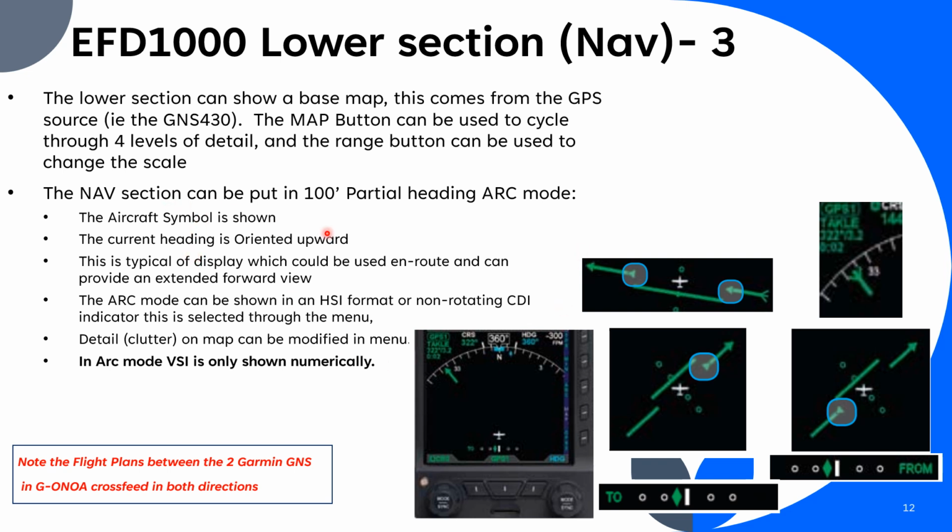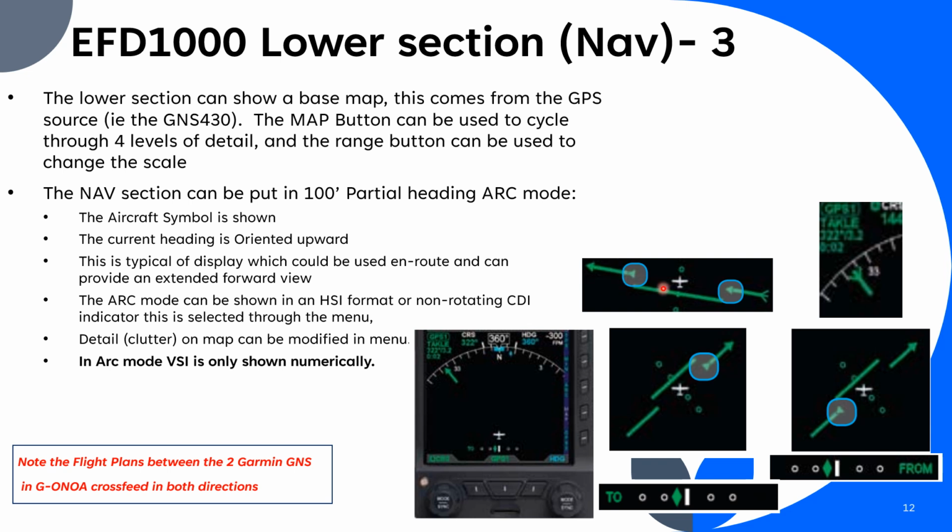The nav section can also be put into a 100-degree partial heading arc mode. In this case here, the aircraft symbol is shown at the bottom of the screen and the current heading is always orientated up. This is a typical display and useful when flying en route because it provides an extended forward view. The arc mode can be shown in an HSI format or a non-rotating CDI indicator, which can be selected from the menu if needed. In arc mode, it's just worth noting that the VSI is only shown numerically. You no longer have the white tape going up and down.